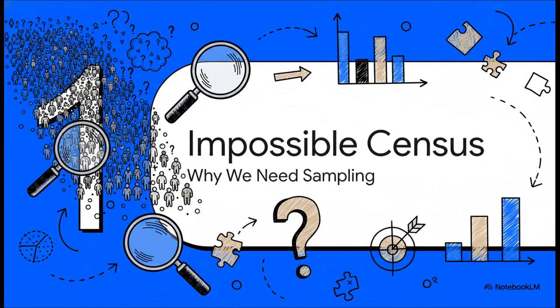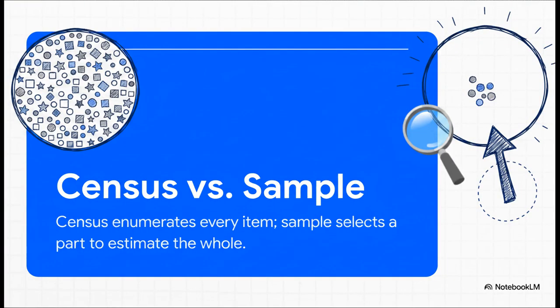All right, let's kick things off with Section 1, the impossible census, and look at why we actually need sampling in the first place. The foundational difference here is pretty straightforward. A census enumerates, or counts, literally every single item in a universe, or a population, as researchers usually call it. A sample, on the other hand, selects only a fraction of that population to estimate the whole. Now, at first glance, you might be wondering, wouldn't a full census always be the better, more accurate option?